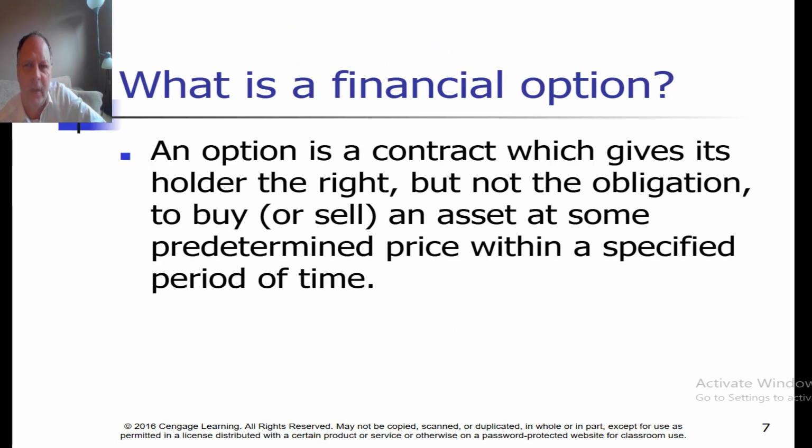An option is a contract which gives its holder the right, but not the obligation, to buy or sell an asset at some predetermined price within a specified period of time. One of the analogies that can be used is the buyer of the option is the buyer of an insurance product. The seller of the option is the seller of an insurance product.